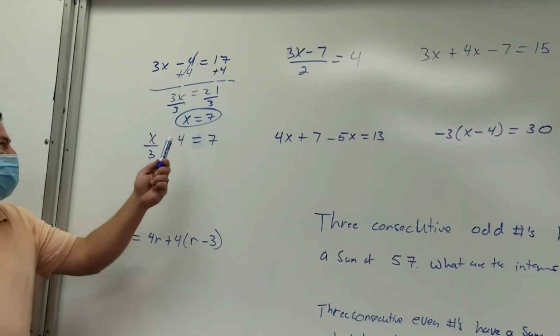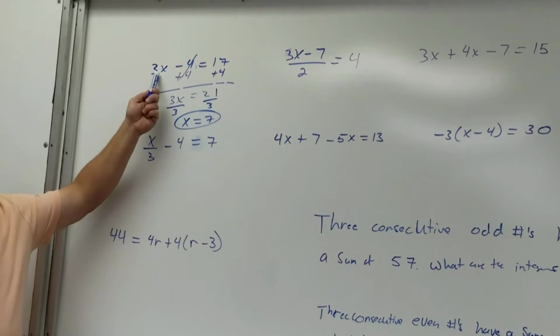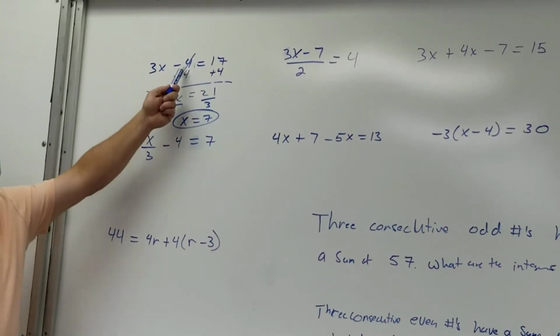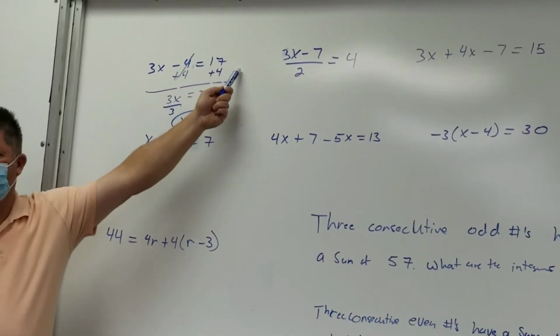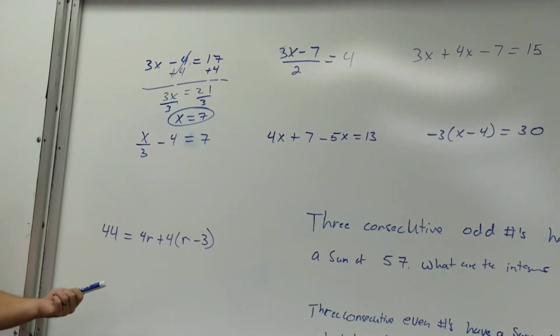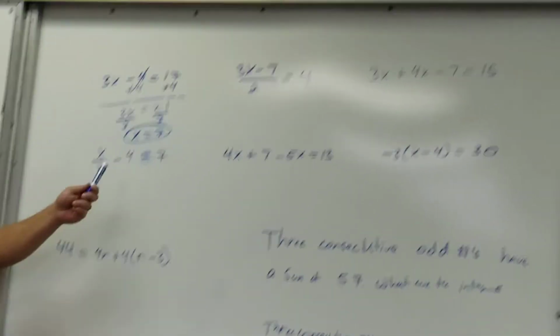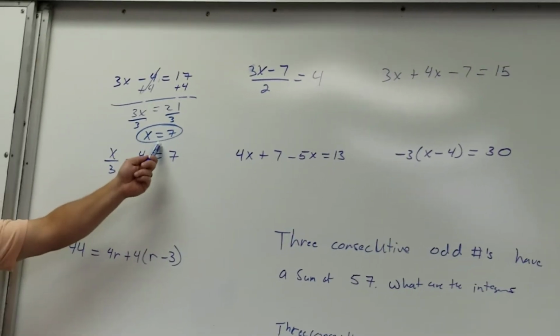Ah, exactly. That's what we're going to check. So 7 times 3 is what? 21. 21 minus 4 is? 17. Did you do the math? Yeah. Now you did the math. So this isn't doing the math. This is getting the answer, right?